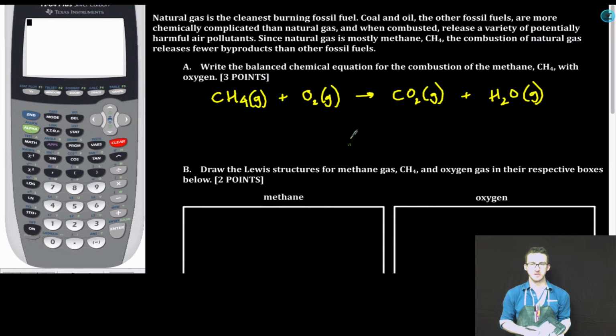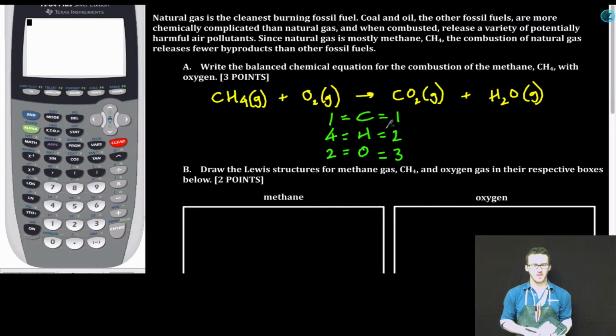Let's balance this. Initially, with a coefficient of 1 for each of my reactants and products, that gives me 1 carbon, 4 hydrogen, 2 oxygen on the reactant side. On the product side, 1 carbon, 2 hydrogen, be careful, 3 oxygen.